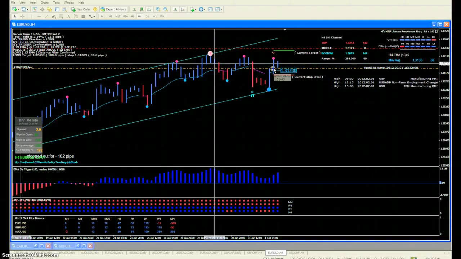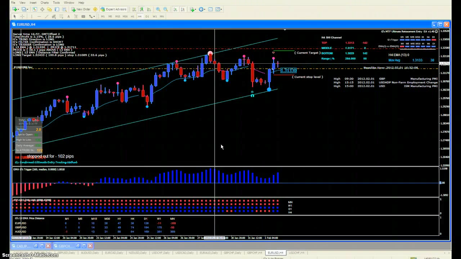The entry was here. This trade is currently up about 28 and a half pips. Stop loss, well, actually, it was moved up. It was down here where this bottom is, but the target is roughly about 100 pips on this trade. Currently, we're up about 28 pips.